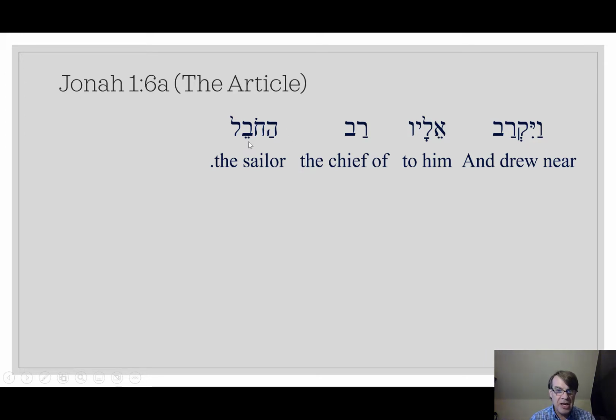This is the sailor. And so remember from that video on constructs that when the last word of a construct chain is definite, then all the words of the construct chain are definite. Now, how do I know that this is definite? I know it's definite because it has a "the" on it.